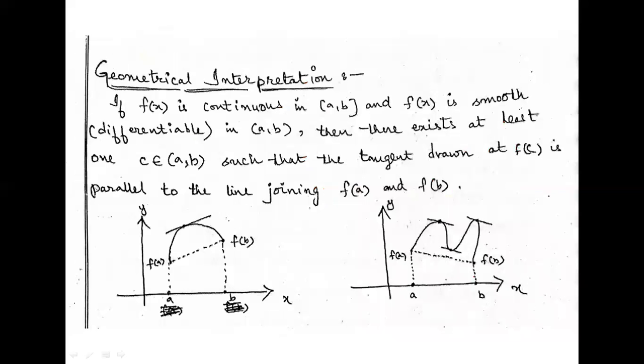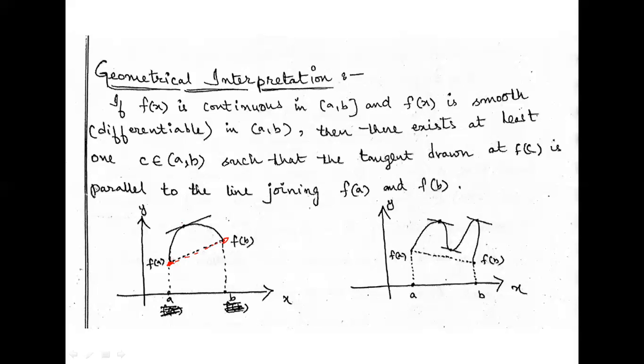Now what is the geometrical representation of this? If f of x is continuous on the closed interval a comma b and f of x is smooth, or smooth means differentiable, on the open interval a comma b, then there exists at least one c belonging to a comma b such that the tangent drawn at f of c is parallel to the line joining f of a and f of b. So in this graph, as you can see, this is your f of a, this is your f of b. If I join these two points, the dotted line, this is the graph.